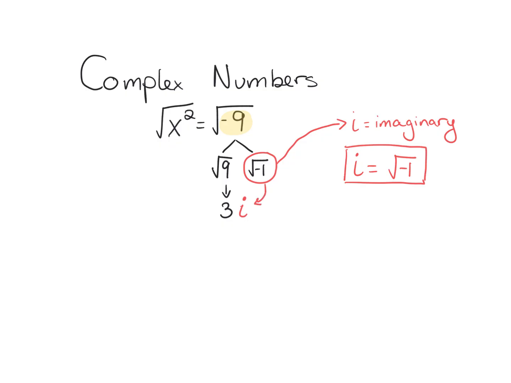So my solution for this particular problem is going to be plus or minus 3i. What this does mean is if I go to graph this particular parabola, this is never going to cross the x-axis. I don't have any real solutions, but I do have two imaginary solutions, and they are 3i and negative 3i.